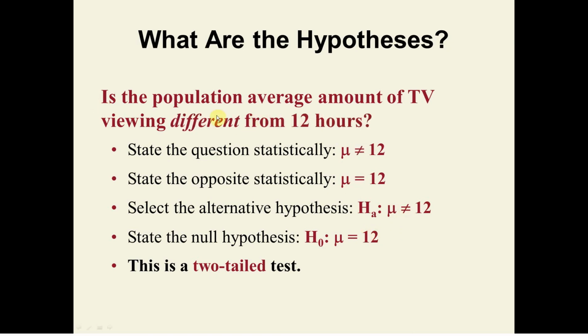What if we wanted to say, is the population average amount of TV different from 12 hours? Well, that's basically the same thing. Once again, different than 12 hours, mu, population average, not equal to 12. Again, the opposite's that, and then the same hypotheses hold.